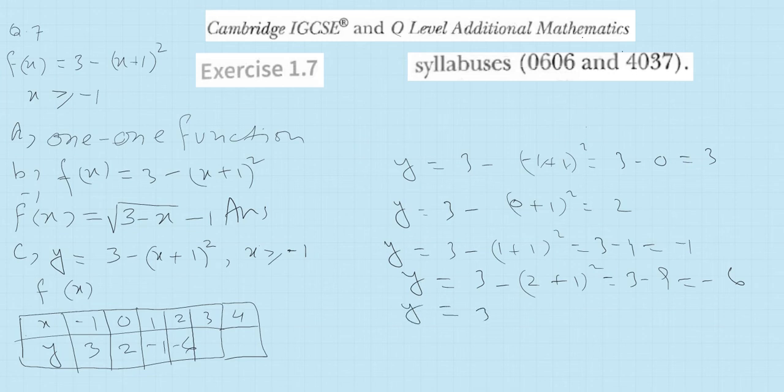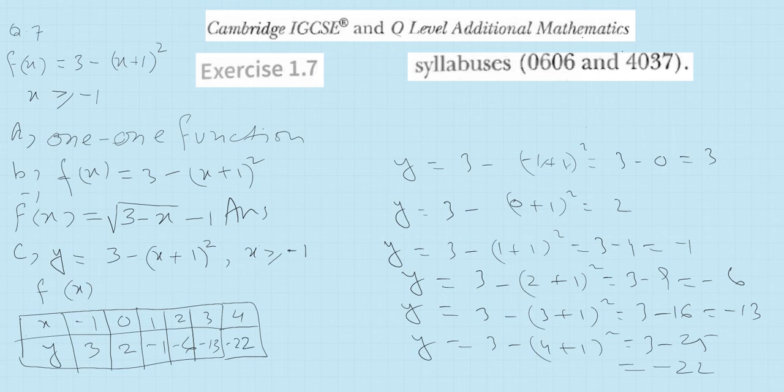y is equal to, put 3, 3 minus (3 plus 1) square. 3 plus 1 is 4. 4 square is 16. 3 minus 16 is minus 13. And finally y is equal to 3 minus (4 plus 1) square. 4 plus 1 is 5. 5 square is 25. And 3 minus 25 is minus 22.